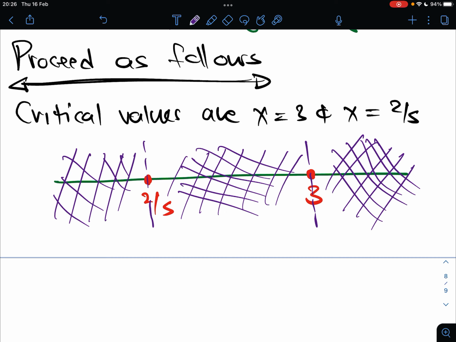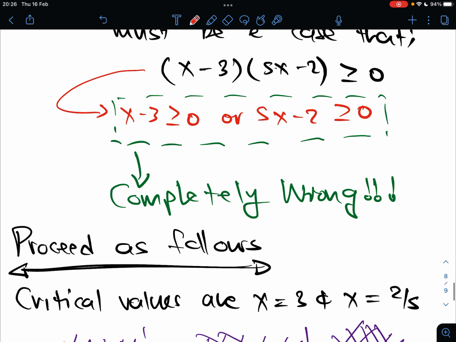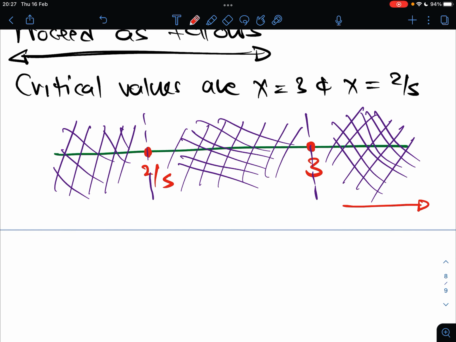So when we choose a number greater than 3 in this region, what is it that you recognize? What you do first is choose that number. Let's say maybe you choose 5, and you put that number in both your brackets and see what happens. So you put 5 in the left bracket and 5 in the right bracket. If you put 5 here, you get a positive 2. Put 5 here, you get a positive number. So a product of positive numbers is a positive number.